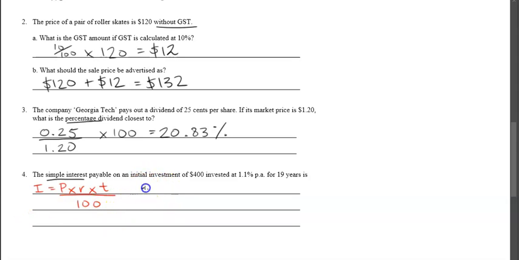So this is equal to what the principal is, 400, times the rate, in this case is 1.1, times the time frame, which is always going to be in years, so it's 19, all over 100. When you calculate this, this will equate to $83.60.